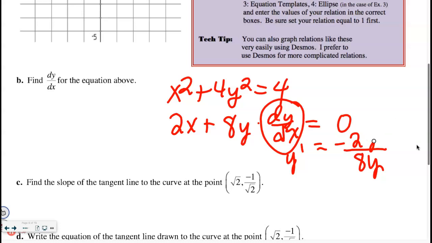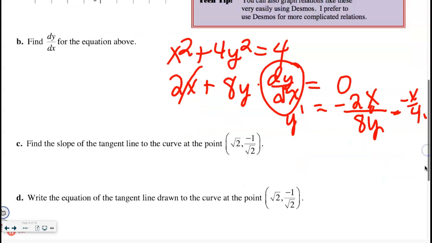Wait, subtract the 2x. I said x and wrote a 1. All right, so I subtracted the 2x, gone. And then I divided by 8y. I'll simplify it as negative x fourths and a y. Can you see that? I'll rewrite it. Negative x on the top and a 4y on the bottom. There it is. That will give me the derivative anywhere around the ellipse, which is the slope of the tangent line, which when we go physicsy, it's going to represent what's called tangential velocity. Okay? But for now, don't worry about it.